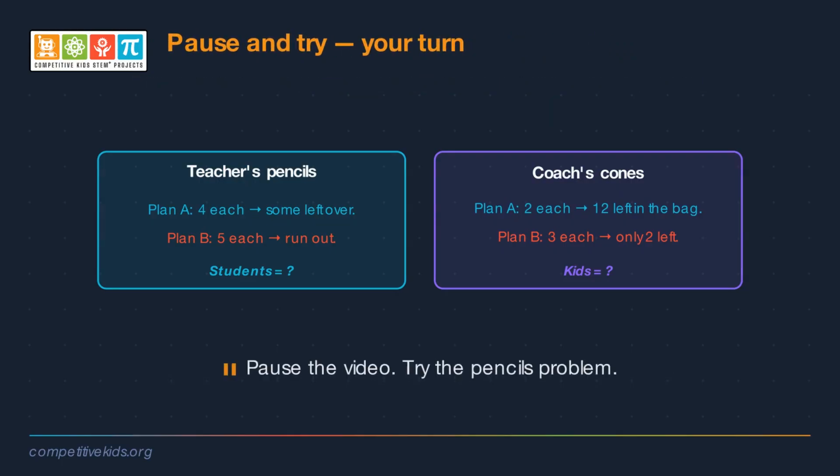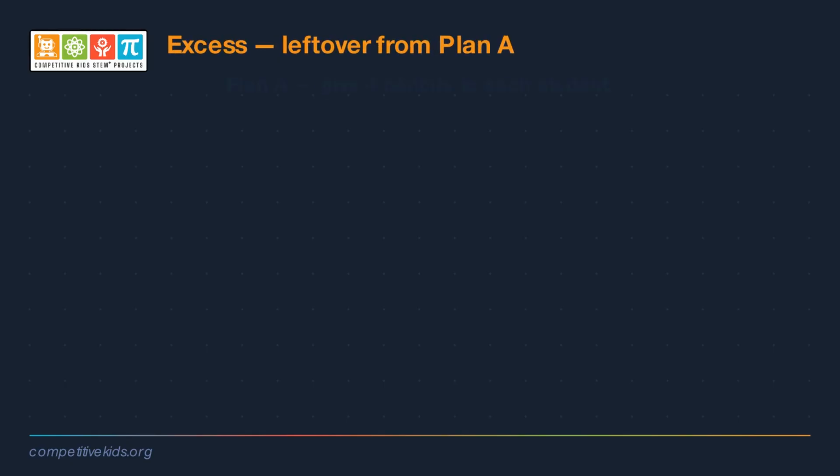The question is always the group count. Pause the video, try the pencils problem. Hint, what changes from plan A to plan B? Let's look at excess first.